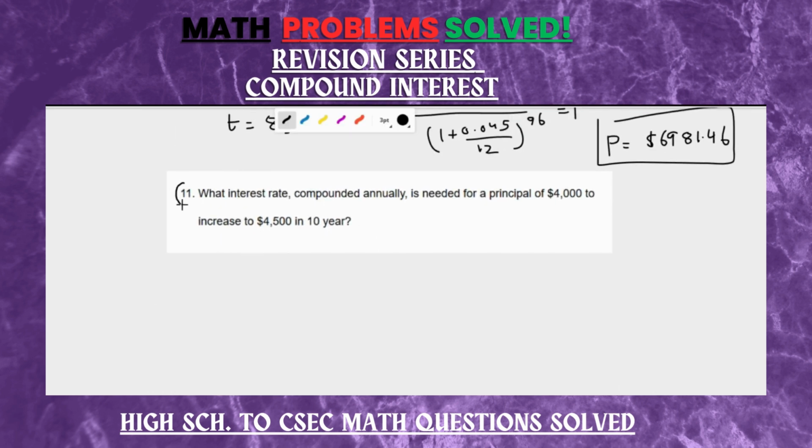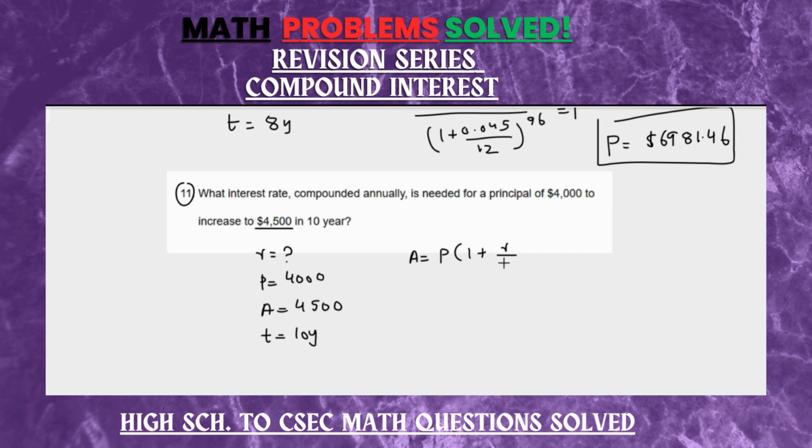Here you can see this question. What's the interest rate compounded annually? Here you have to find r, as we did in the second question above. What's the principal here? It's $4,000. And what's the final amount? The final amount is $4,500. And what's the time period? That is 10 years. So you have to use the formula A equals P times (1 plus r over n) to the power of nt.